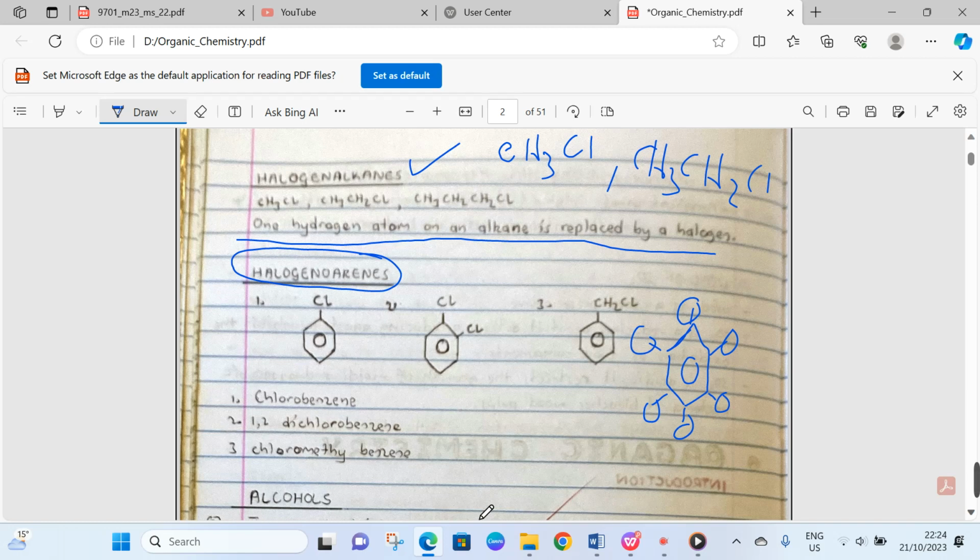Okay. So in number one here we have chlorobenzene. This is chlorobenzene, right? Number two we have 1,2-dichlorobenzene. I'm also going to do a separate video teaching you guys how to name organic compounds. So for the sake of time, that's why I did not do it here. It would take much of my time. Then the next one is chloromethylbenzene. This is chloromethylbenzene. I'm going to teach you guys how to name each and every one of these compounds.